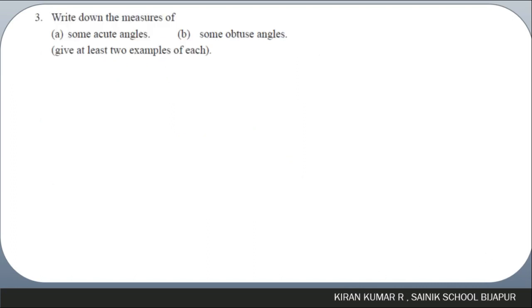Question number 3. Write down the measures of the first one, some acute angles. Give at least 2 examples each. Let me mention some of the acute angles. Say 25 degrees, 60 degrees, 65 degrees and 72 degrees. These are acute angles.